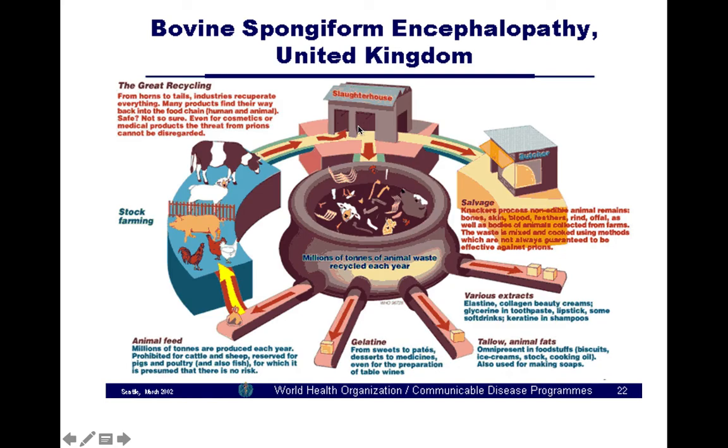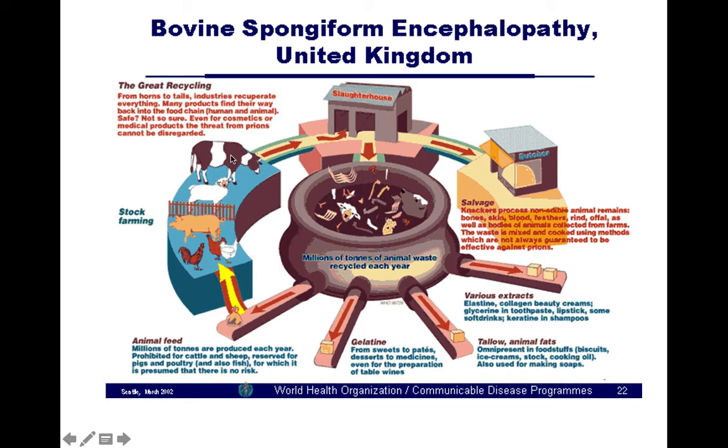But then there are some parts of the animals that are considered inedible, or if an animal is sick or dies on the farm, you can't use the meat for human consumption. So they have a process called salvage, and in Britain, the folks that carry this collection out are called the knackers. So the knackers process non-edible animal remains: bones, skin, blood, feathers, rind, offal, as well as bodies of animals collected from farms. So these would be animals that would die on the farm. The waste is mixed and cooked using methods which are not always guaranteed to be effective against prions. So they aren't. They are not effective against prions. So if this is boiled up, remember prions are resistant to boiling, right?